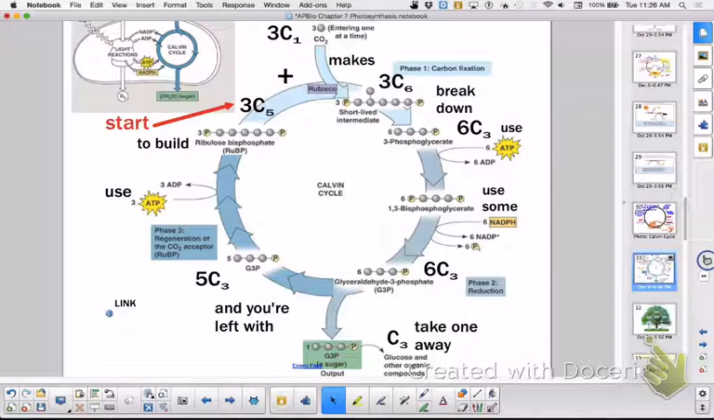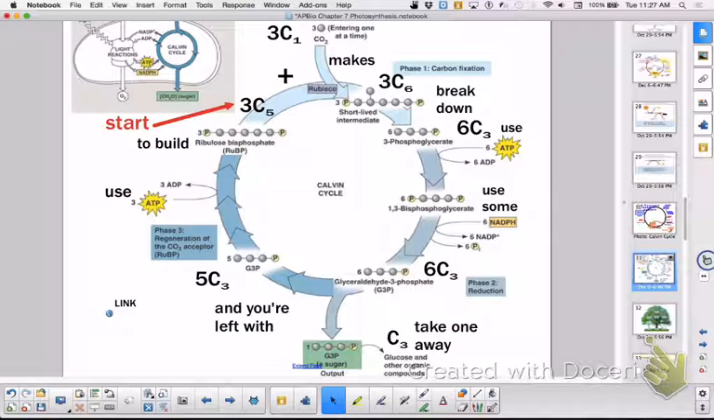So you start right here at RuBP, and that is a 3C what? Five. Plus a 3C1 is going to make a 3C6. This is unstable, so it breaks in half into 6C3s. Then you're going to use some ATP, use some reduced NADP on your 6C3. You're going to take one away, PGAL, and you're left with 5C3. We're going to use some ATP.